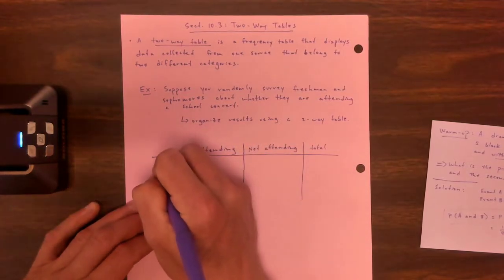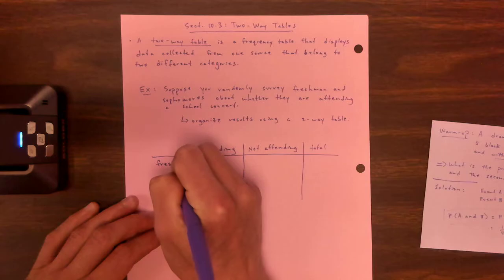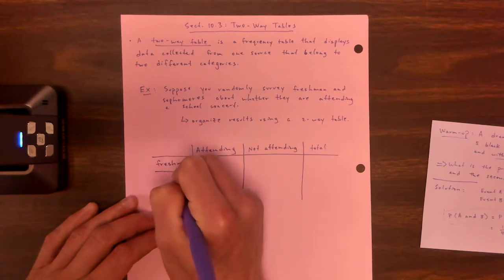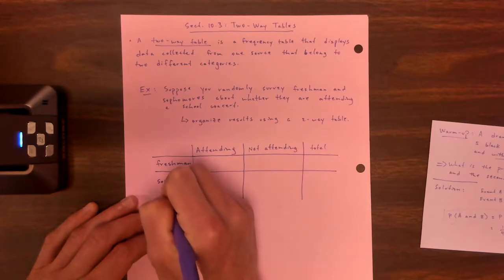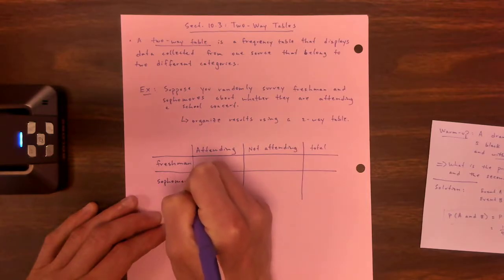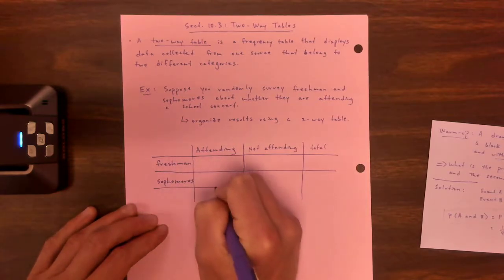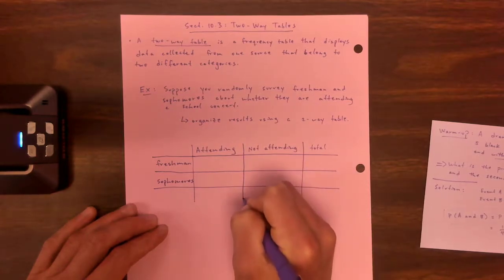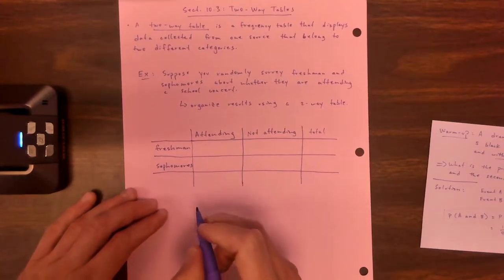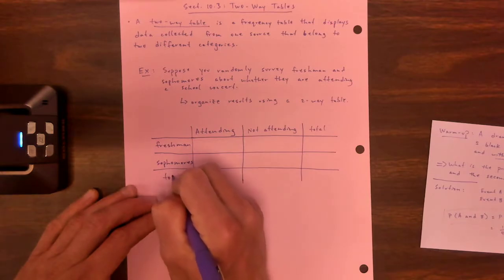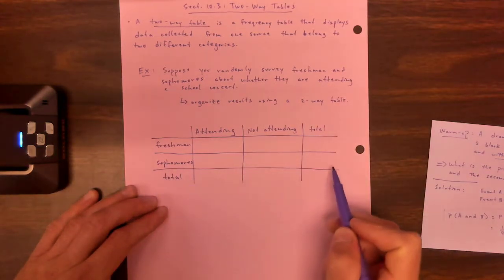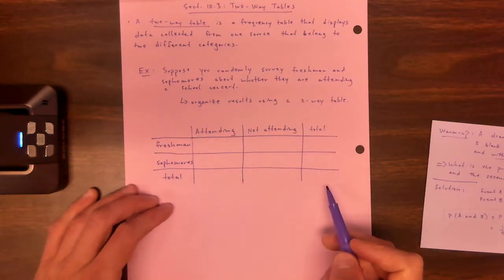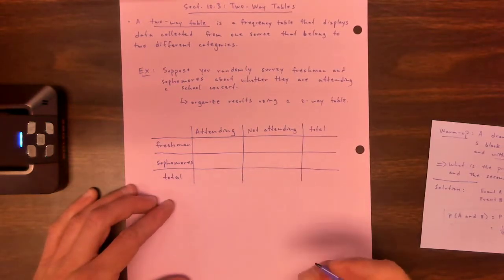Extend this a little bit so that we can write out our rows. Our first row will be for the freshmen. Our second row for the sophomores. And this third and final row will be for totals, like this column. We're going to see a relationship between these totals and these totals. I'm just giving you these numbers so we can think about it.